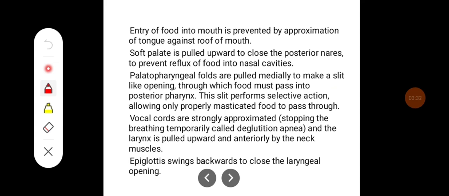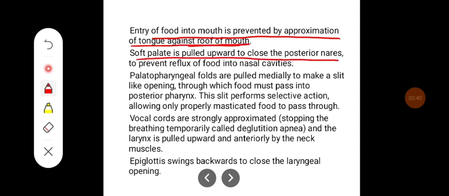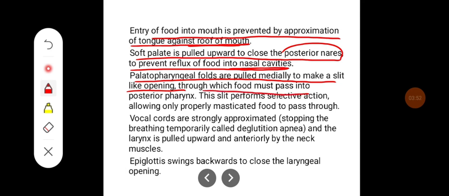The entry of food into the mouth is prevented by approximation of the tongue against the floor of the mouth. The soft palate is pulled upwards to close the posterior nares, which prevents the reflux of food into the nasal cavities. Palatopharyngeal folds are pulled medially to make a slit-like opening through which the food must pass into the posterior pharynx. The slits perform a selective action, allowing only properly masticated food to pass through.